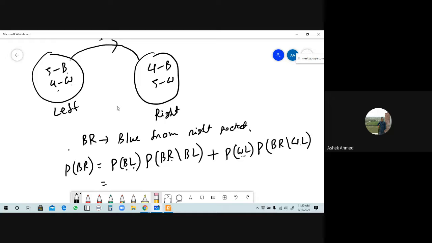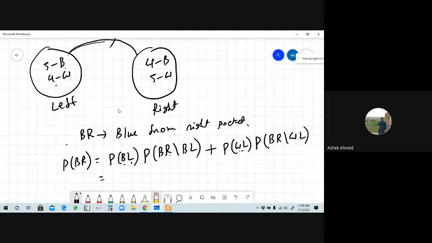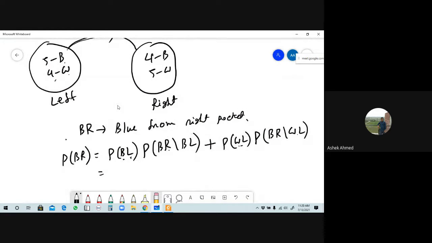Tell me, probability of B L, blue from left pocket. First a marble has to be transferred from left to right, the question says this: he transfers one marble at random from left to his right pocket. So tell me the probability of B L, a blue marble from the left pocket. If a blue marble is taken from the left pocket, what will its probability be?